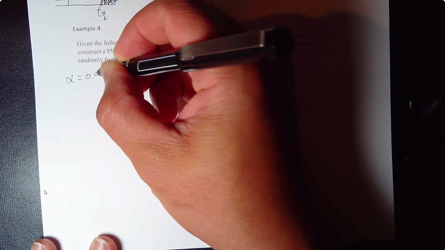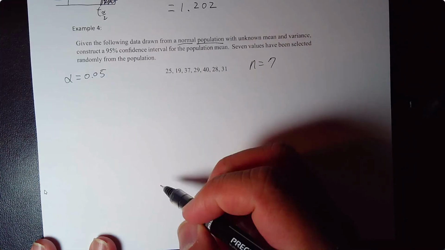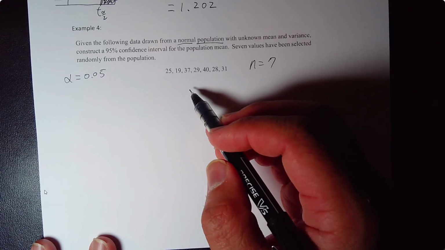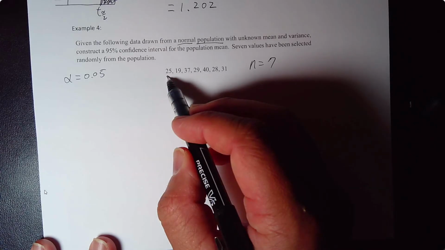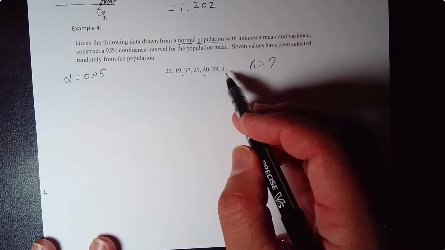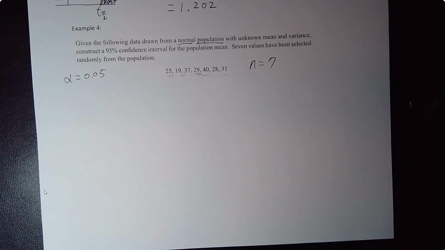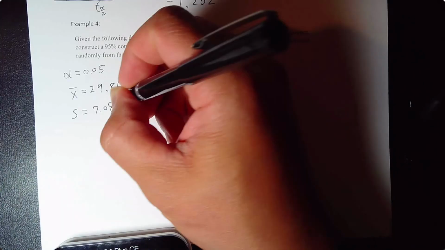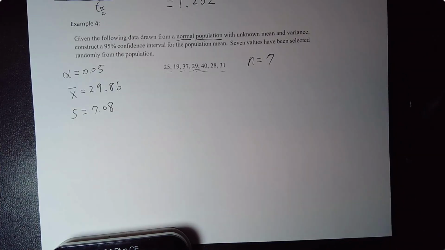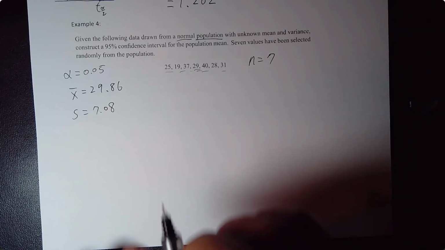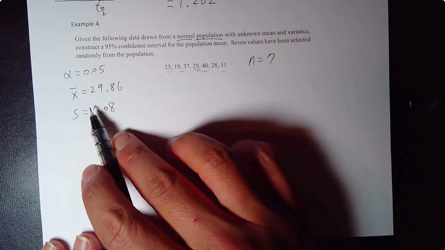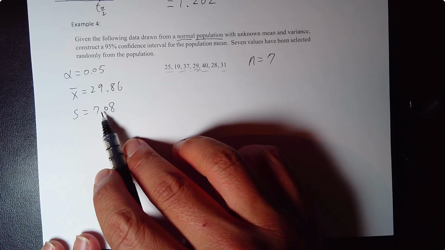Since I don't have the sample mean and I don't have the sample standard deviation, I will need to calculate these first. I'm going to do this on the calculator, but you can do this using any app or using Google Sheets if you like. Okay, so I did that on the side. Using this sample, I got that x bar equals 29.86 and s equals 7.08.